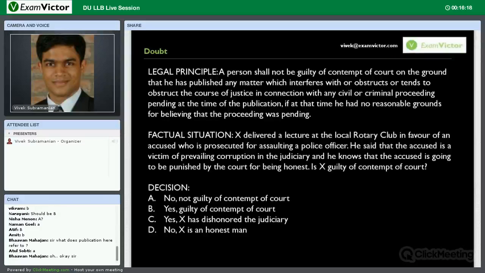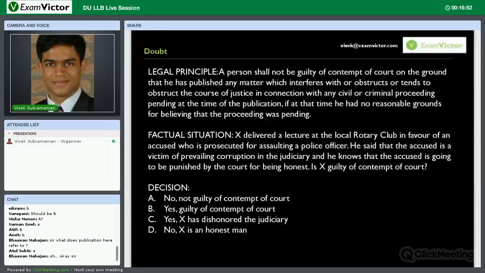Now, any other question? All right. Coming to the answer, the correct answer is B. X is guilty of contempt of court, and the principle is very simple. There is an exception only if, as we saw earlier in the principle, at that time, that is at the time of the publication, he had no reasonable grounds for believing that the proceeding was pending.